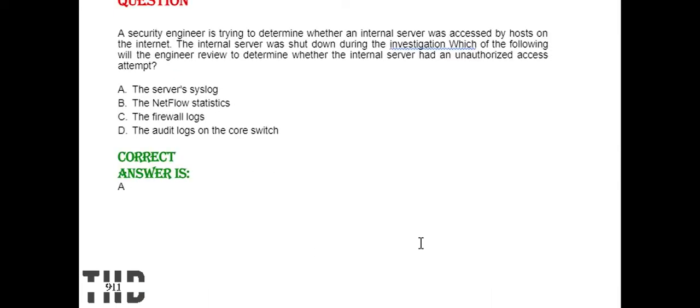A security engineer is trying to determine whether the internal server was accessed by a host on the internet. The internal server was shut down during the investigation. Which of the following will the engineer review to determine whether the internal service had an unauthorized access attempt? Option A, the server syslog. Option B, the netflow statistics. Option C, the firewall logs. Option D, the audit logs on the core switch. The correct answer is option A.